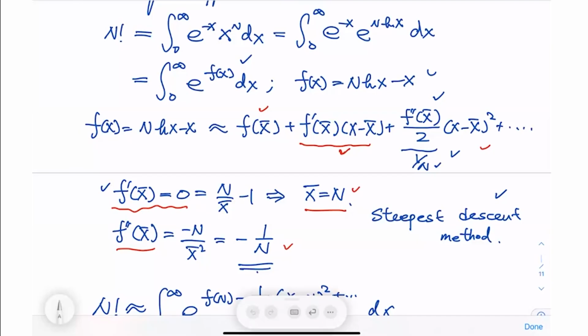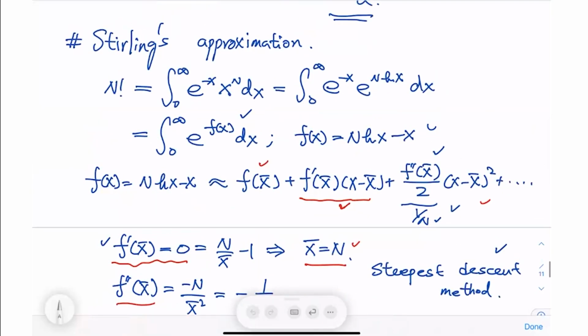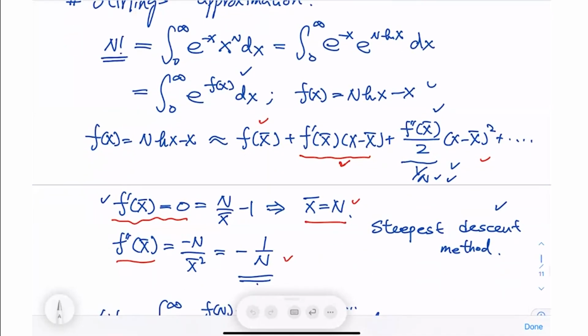So when you make n large, because eventually the goal for our approximation is that we want to approximate n factorial when n is large, you'll see that this 1/n factor will actually suppress the second order correction, which means that this correction will become smaller and smaller when n is large. So that's good, because that means that there's a chance that we can approximate our integral using this method.